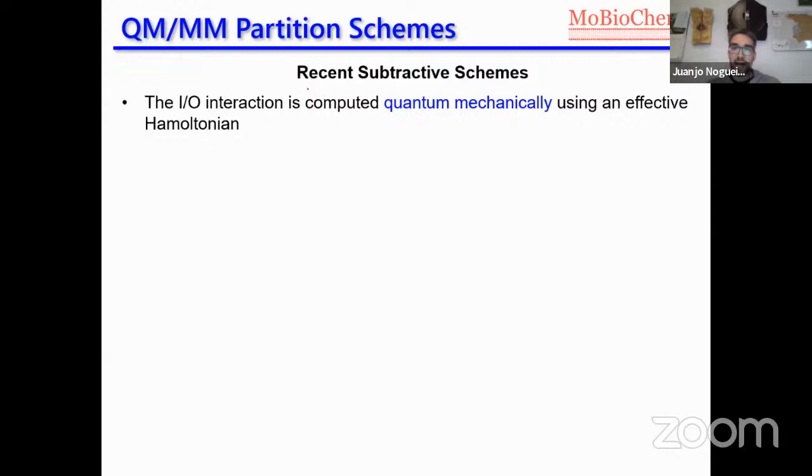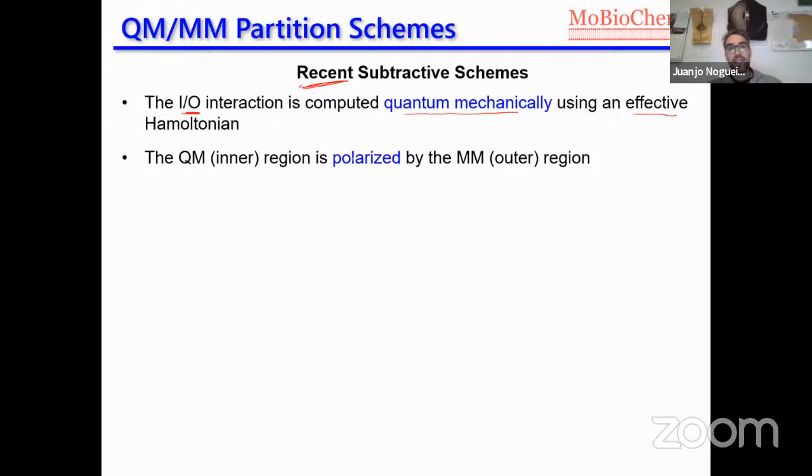Now, there is a more recent subtractive scheme, which is also implemented in Gaussian, for example, where the interaction between the inner and the outer layer is not computed with a force field as it was in the first approximation, but it is computed quantum mechanically, using what is called an effective Hamiltonian. With this new approximation, the inner region is polarized by the outer region. And this is a nice thing. We are going to see in a minute that the electronic density of the inner region is modified by the presence of the environment. And this is what we want. This is a better approximation than the previous one.